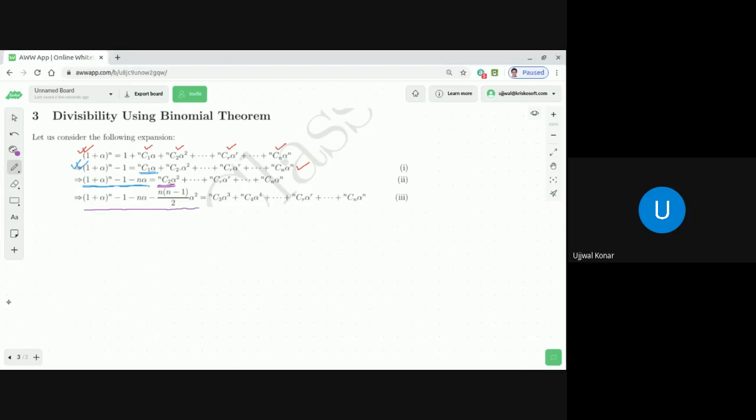So then what do we conclude? From these above three equations, we conclude three things. Okay, let me show it to you first.